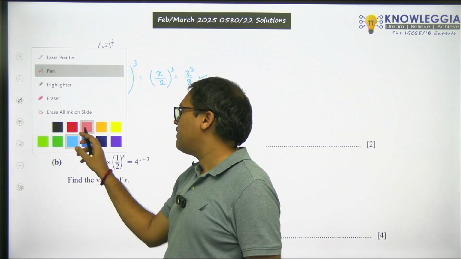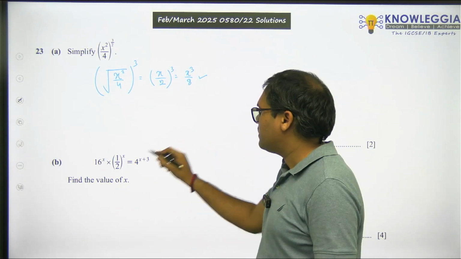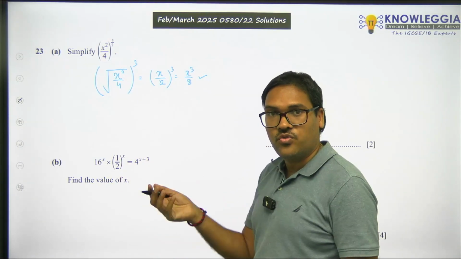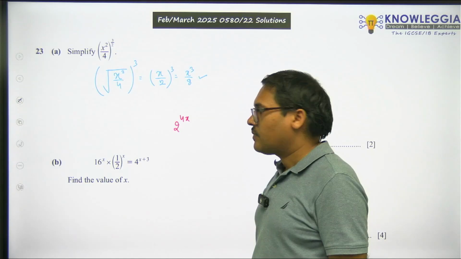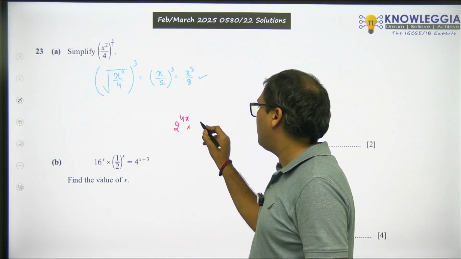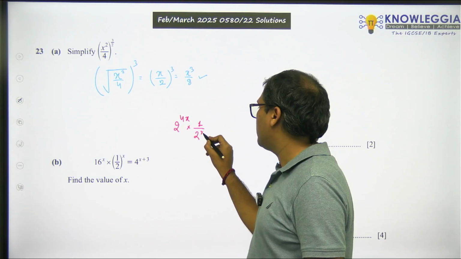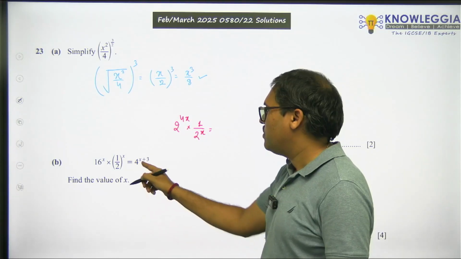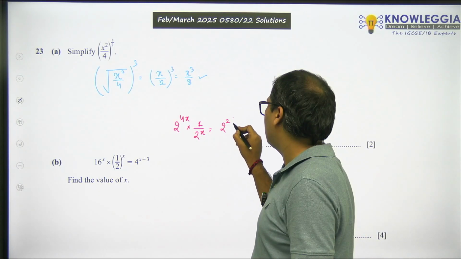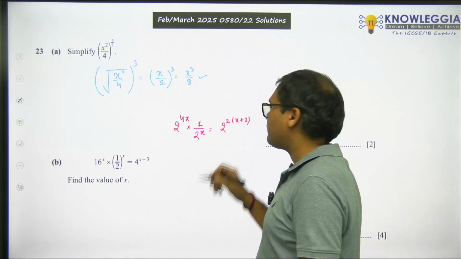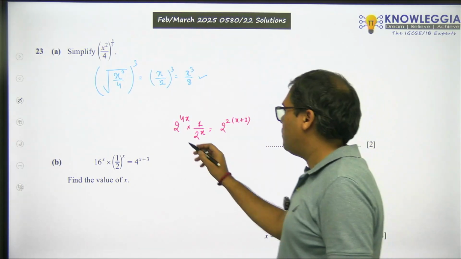And find the value of x to solve this equation. You just have to simplify this. You can see here, what is 16? 2 raised to 4. So this is 2 raised to 4x, into 1 upon 2 raised to x, is equal to, what is 4 raised to x plus 3? 4 raised to x plus 3 is basically 2 raised to 2 into x plus 3. Correct?